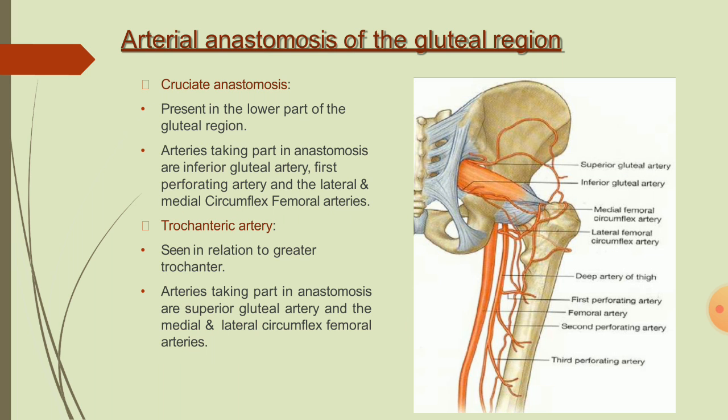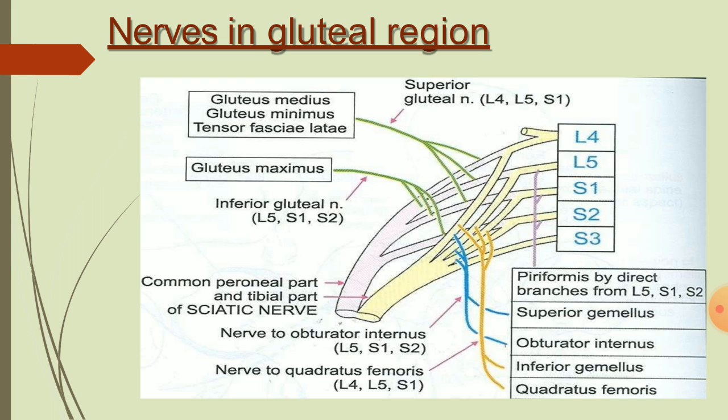Then the arterial anastomosis in the gluteal region includes the cruciate anastomosis and the trochanteric anastomosis. The cruciate anastomosis is present in the lower part of the gluteal region. The arteries taking part in anastomosis are inferior gluteal artery, first perforating artery, and the lateral and medial circumflex femoral arteries. Trochanteric anastomosis, which is seen on the greater trochanter, includes the anastomosis between the superior gluteal artery and the medial and the lateral circumflex femoral artery. So these are the nerves in the gluteal region which are supplying the ligaments, the muscles, and the joints of the gluteal region.